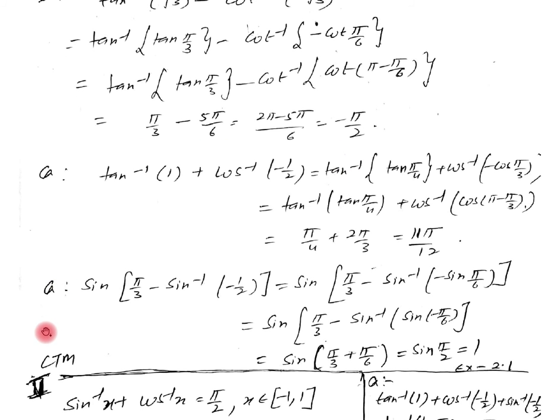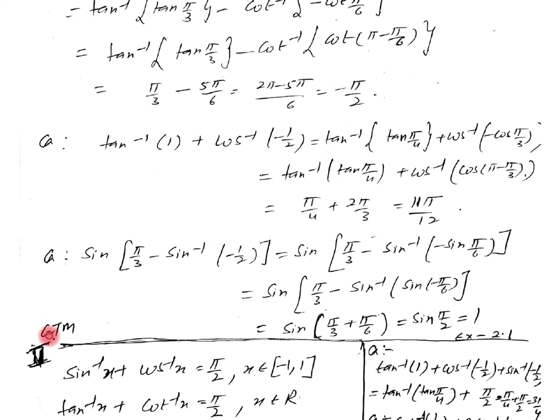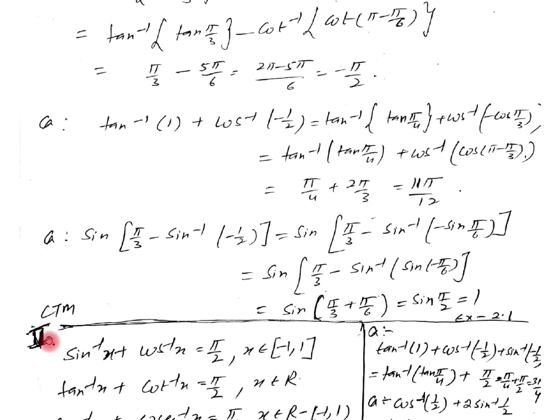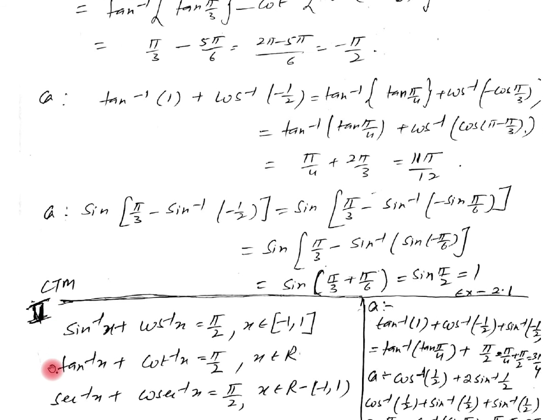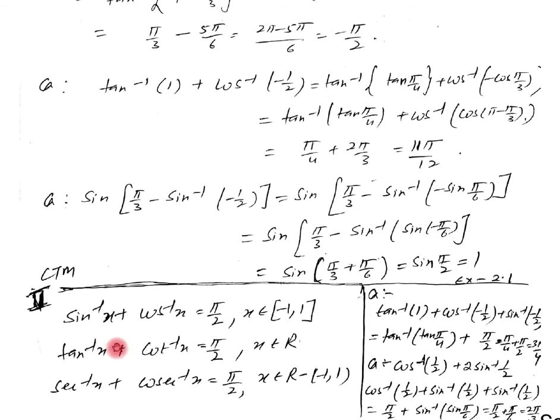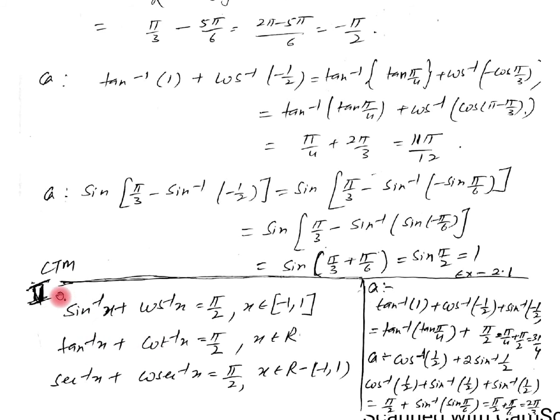Now here let us see some more results on inverse trigonometrical functions. These results are given in your book after exercise 2.1. But sometimes these results make the questions of exercise 2.1 very much simple when we use them. It is also one of the important results of inverse trigonometrical functions. The results are very much simple.